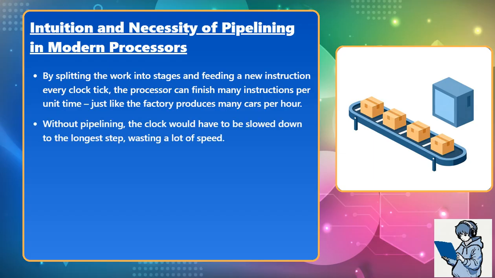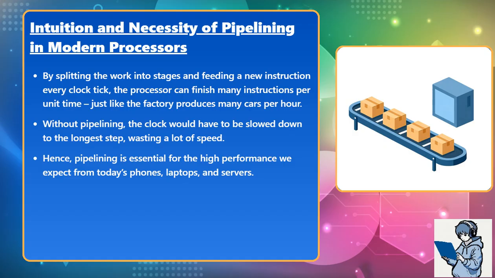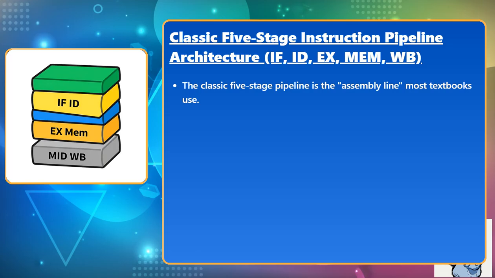Without pipelining, the clock would have to be slowed down to the longest step, wasting a lot of speed. Hence, pipelining is essential for the high performance we expect from today's phones, laptops, and servers. The classic 5-stage pipeline is the assembly line most textbooks use.